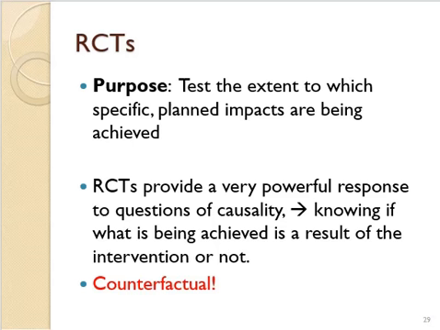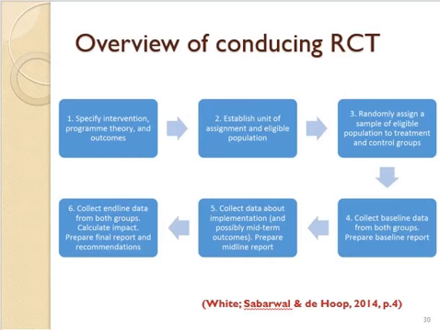And of course, RCTs provide a very powerful response to questions of causality, because at least you know that the particular group is similar to the control group and they have similar characteristics. Therefore, if you check and there are changes in the group that has participated in the program, then there is a likelihood that you are controlling for the counterfactual, and therefore you can test the differences in terms of changes that have happened following your intervention. Okay. So the overview of the RCT is that you specify the intervention, program theory and outcomes, then establish the unit of assignment and eligible population, maybe it's a certain community or a certain school and so on.